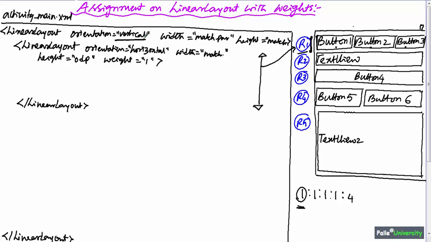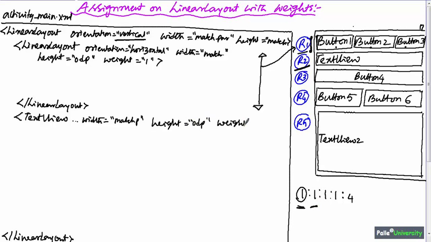Then you only have to apply weight as 1. Now let me take the next element. The next element is a single element, that is a text view. You can write text view. What should be the width? The width of the text view is match parent, and the height should be 0 dp, because for the second row, that is for the second element, we need the weight as 1. So height is equal to 0 dp and weight is 1. With this, the second row ends.